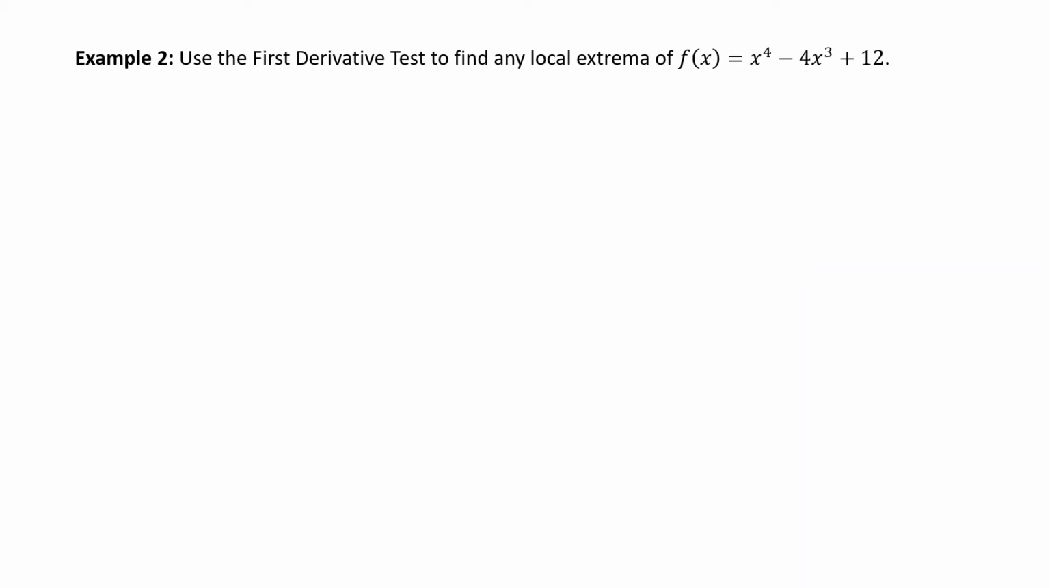Example, use the first derivative test to find any local extrema of the function f of x equals x to the fourth minus 4x cubed plus 12. To solve this, we always begin by looking at the domain of the function. Let's observe. The domain of f is all real numbers because f of x is a polynomial function. So domain of f is all real numbers.